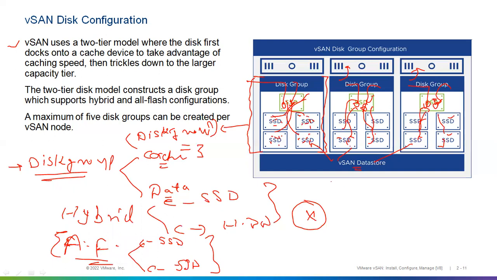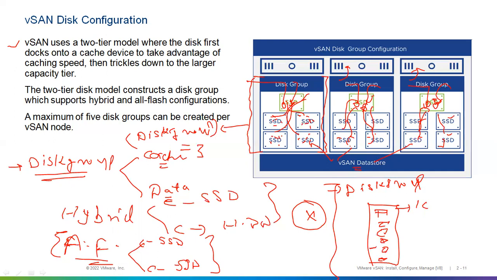Okay. Now the question comes, sir, you are creating a disk group, but we are still not sure how many disks we can have within a disk group. Within one disk group, we can make one cache drive and 7 capacity drives. Now the next question comes, sir, within one host, are we limited to one disk group only? No, you can go up to a maximum of 5 disk groups.